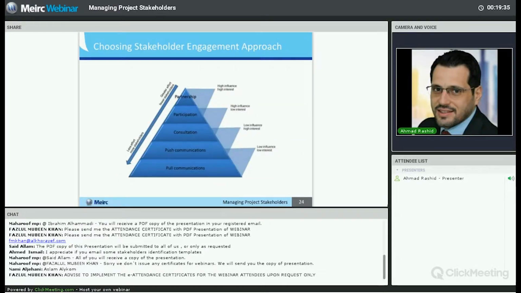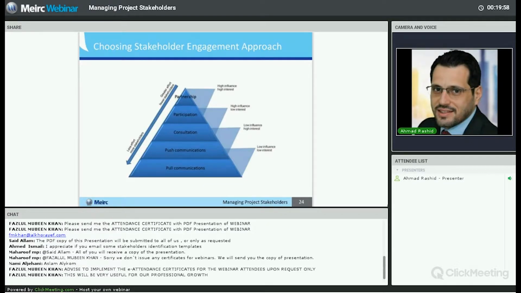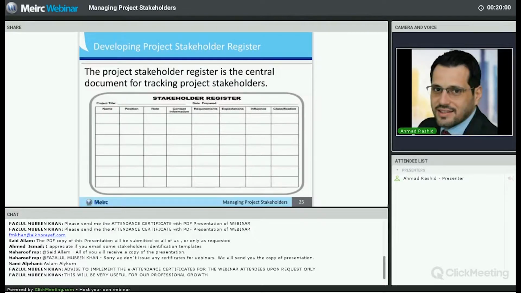a successful project. The next slide, you can have a look at it later on, but basically it's the same as what we were talking about. Based on the engagement level, you need to develop some strategies. Either you use push communications with your stakeholders or consulting with them, or let them participate, or partner with them. So this all depends on the influence level and interest level that your stakeholders will have over the project.